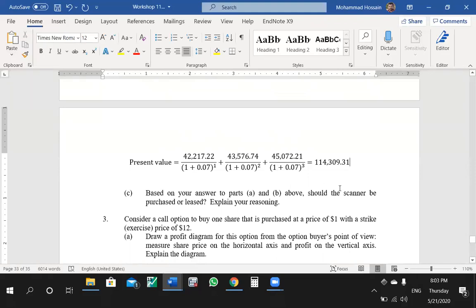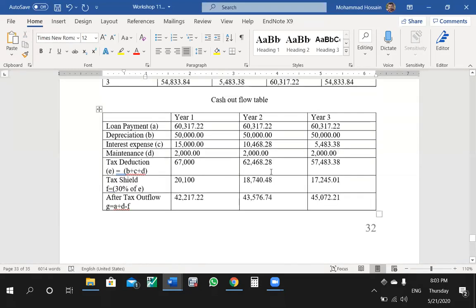Based on these two situations, which one will we always prefer? Less amount to get out of the business. It will be this figure. It will go for purchase.